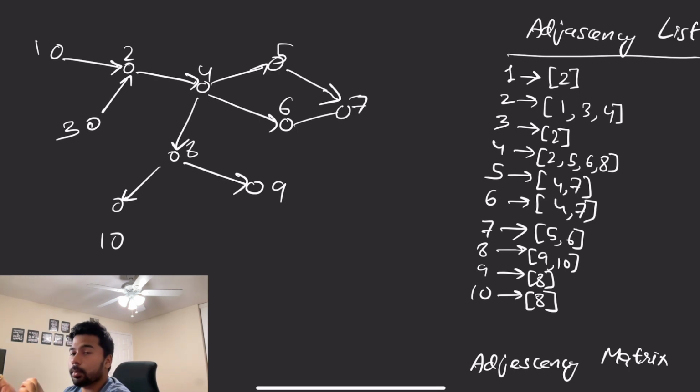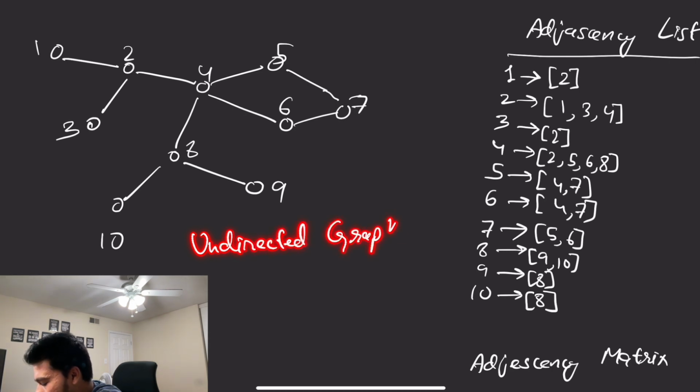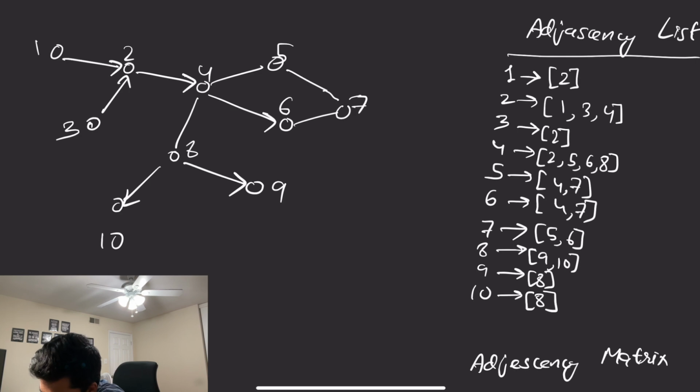What I showed you in the beginning of the video before I gave the directions is called an undirected graph, right? Because it's a two-way street on each edge, right? So why am I talking about directed graphs? Well, if I make this graph directed, you're going to notice something change in the adjacency list representation.